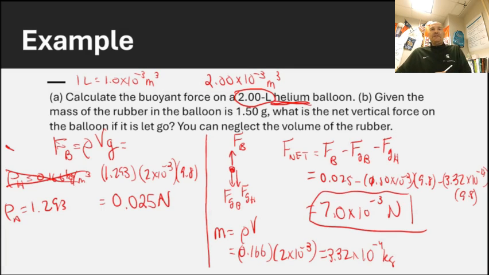And I apologize for all the messiness. Again, my notes were all jumbled for some reason. So we get an answer of 7.0 times 10 to the negative 3 newtons as the net vertical force on the balloon if it is let go.